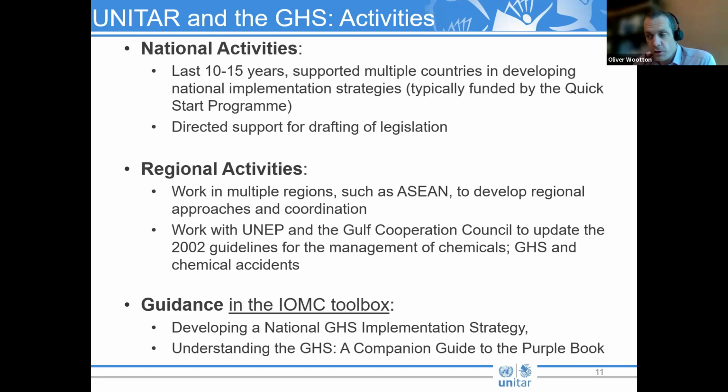In previous years, we've also worked at the regional level. So ASEAN was one in the past, and recently we worked with UNEP and the Gulf Cooperation Council to update their 2002 guidelines up to the 2022 version. And a prominent part of this was GHS and also links there to chemical accidents. Just a quick note for those who are familiar with the IOMC and the IOMC toolbox, we do have resources available on the GHS through that with the GHS scheme.